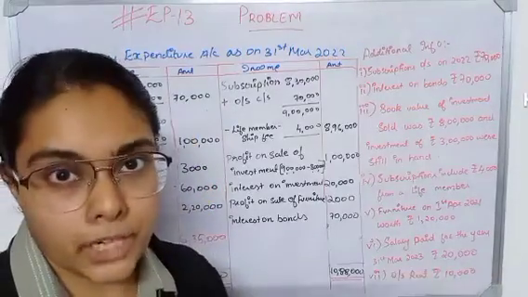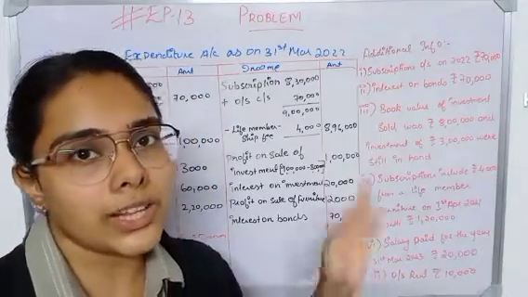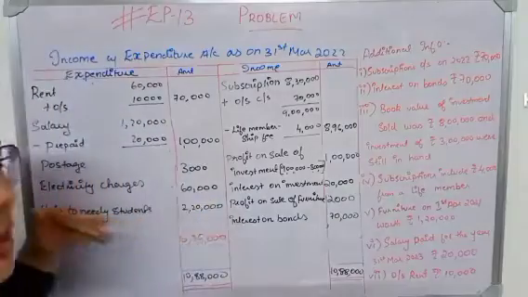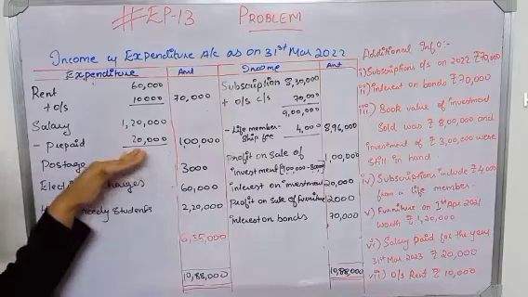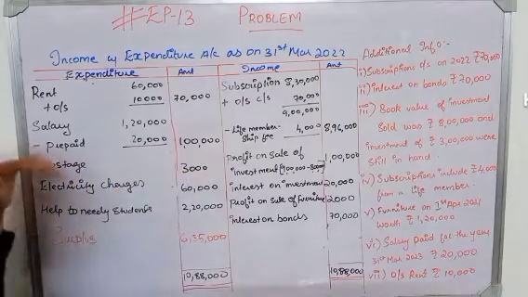That is prepaid, closing prepaid. That belongs to the next year. So that must be deducted from the payment made during the year. So you will deduct 20,000 and you get a total of 1 lakh rupees for salary.